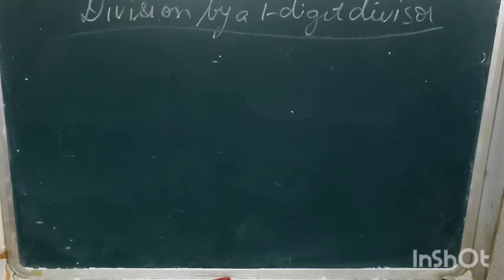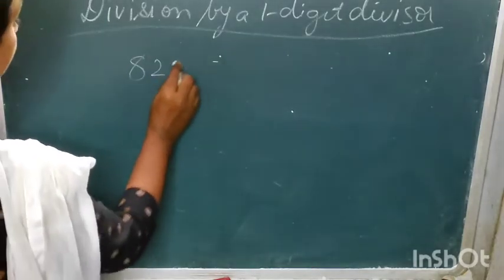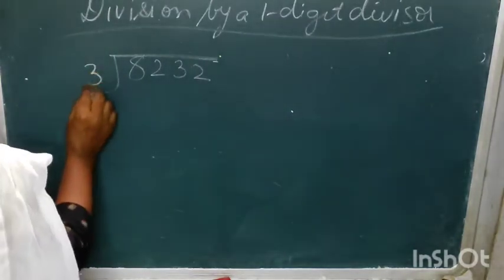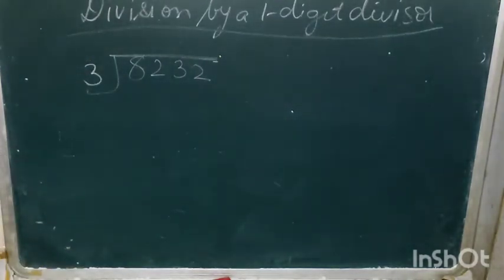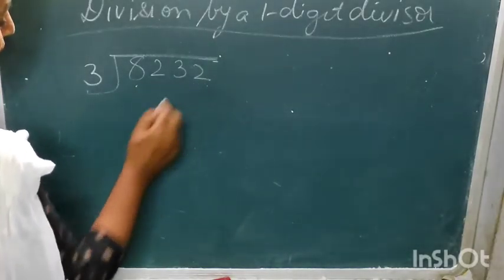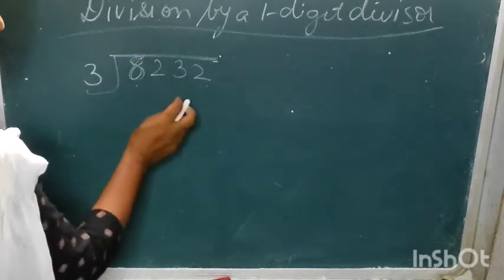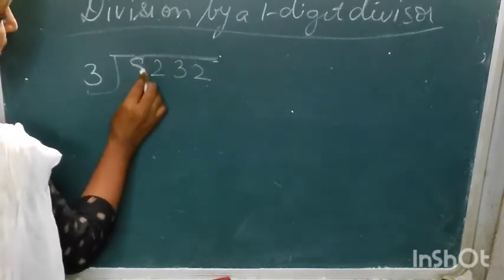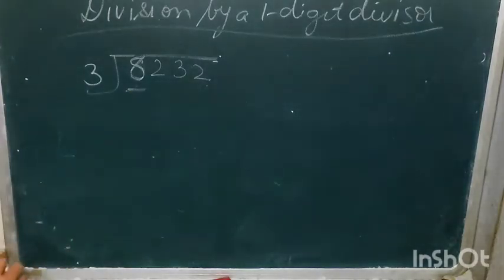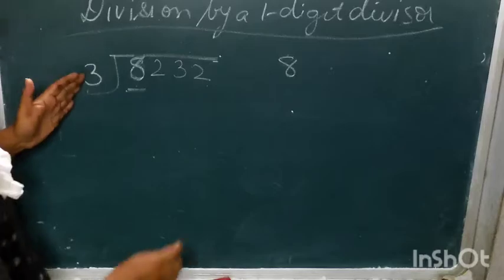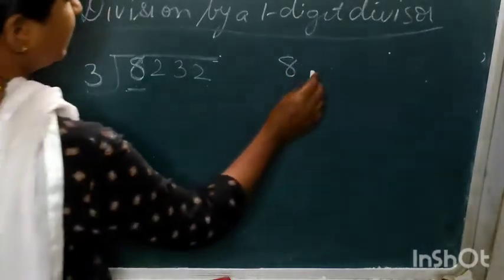So we'll take the same number, 8,232, divided by 3. We have to divide by 3. First we will take the number in the thousands place, because 8 is in the thousands place. So we'll take 8.